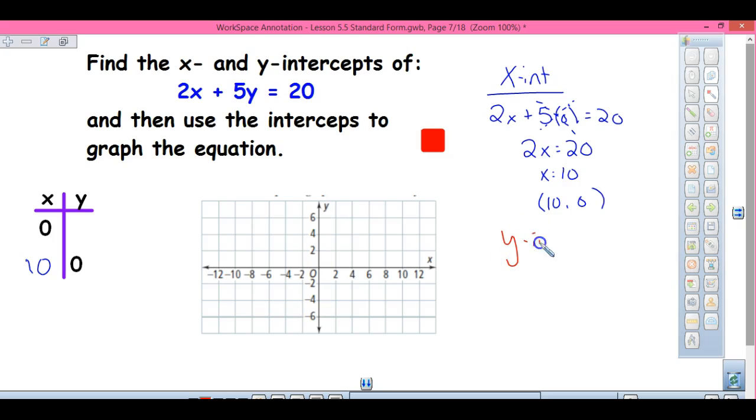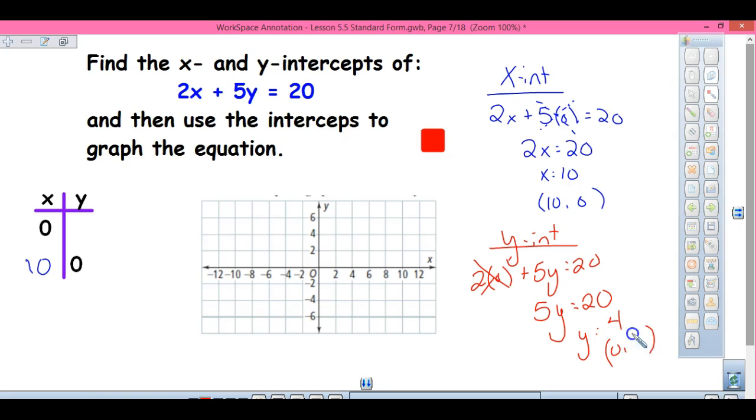Okay, y-intercept, I'm putting 0 in for x. So 2 times 0 plus 5y equals 20. That one cancels out because 2 times 0 is 0. So 5y equals 20. Y equals what? 4. 20 divided by 5 is 4. So this point is 0, 4.